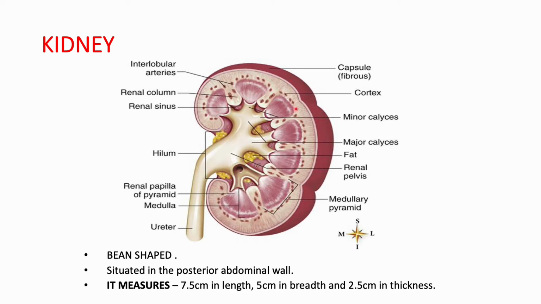Each kidney is bean shaped. It lies in the posterior abdominal wall and is retroperitoneal, and it measures about 7.5 centimeters in length, 5 centimeters in breadth and about 2.5 centimeters in thickness.